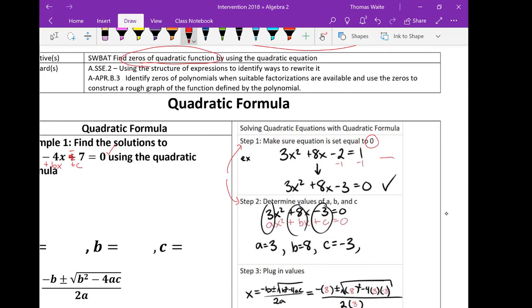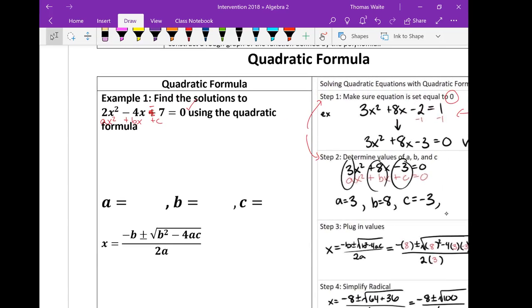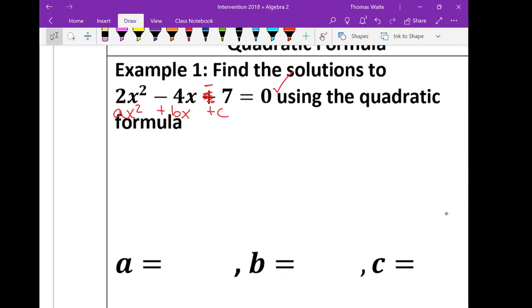If it weren't, we may need to fix that. There's an example of how we would first subtract or add a number to get it equal to 0. Next, we have to determine the values of a, b, and c. So again, once we've written the general form next to it, reading off the values is really straightforward.